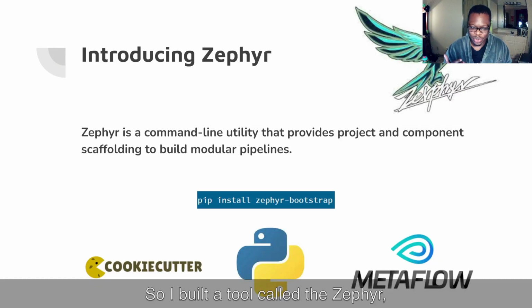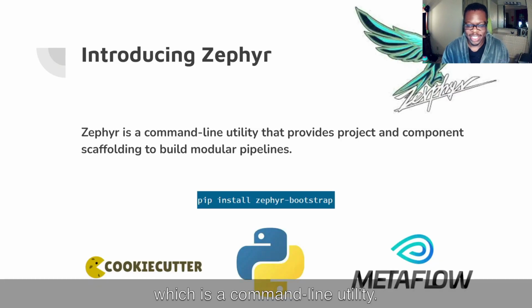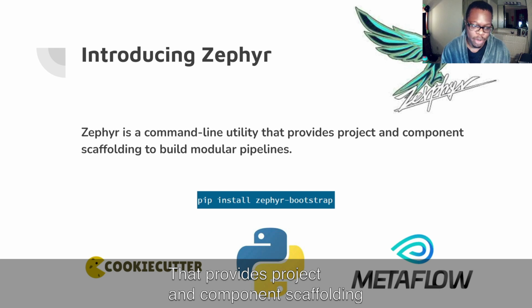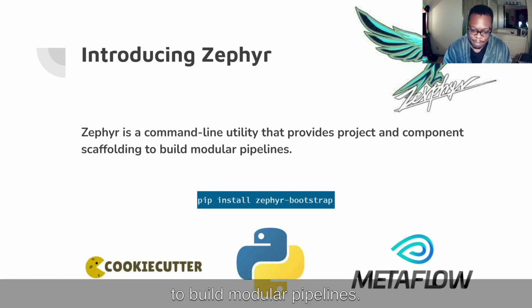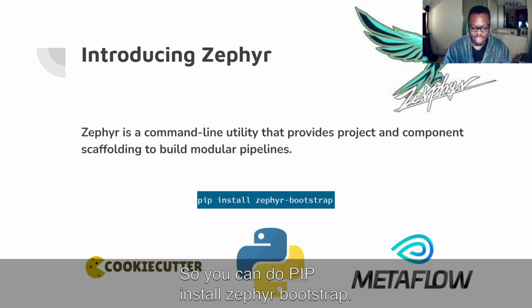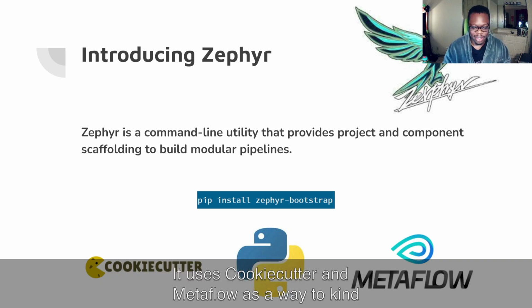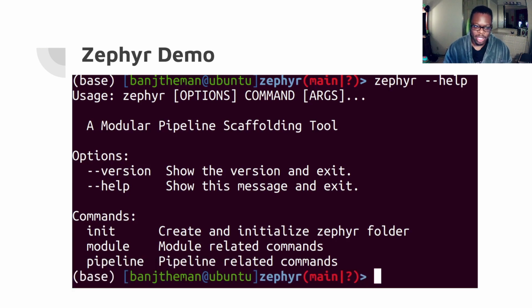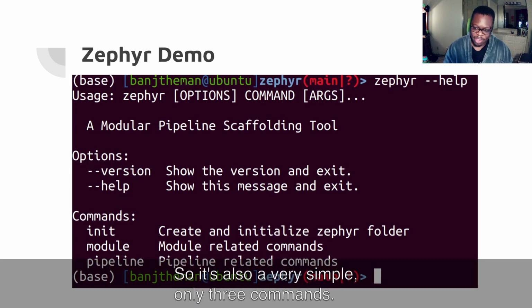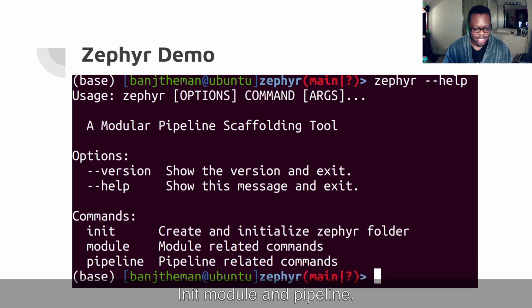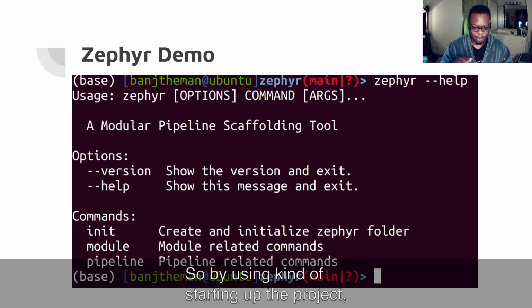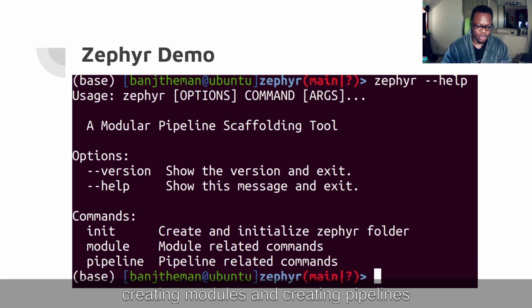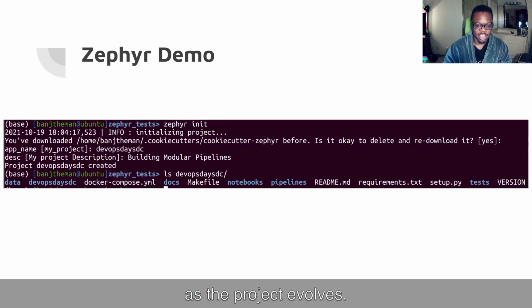So I built a tool called Zepper, which is a command line utility that provides project and component scaffolding to build modular pipelines. It's on PyPI, so you can do pip install zepper bootstrap. It uses Cookie Cutter and Metaflow as a way to orchestrate the entire pipeline process. It's also very simple. There are only three commands: init, module, and pipeline. So you start up the project, then create modules and pipelines as the project evolves.